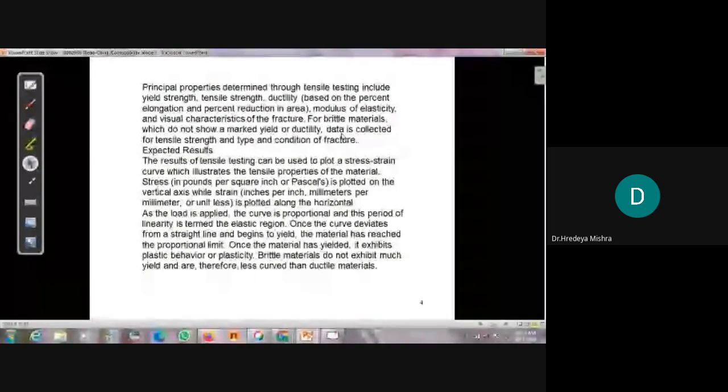So students, by these tests we can get these types of properties like elastic limit, strength of the material, ductility, brittleness, and fracture property by the tensile test and compressive test. Okay, so now these things I already explained to you.